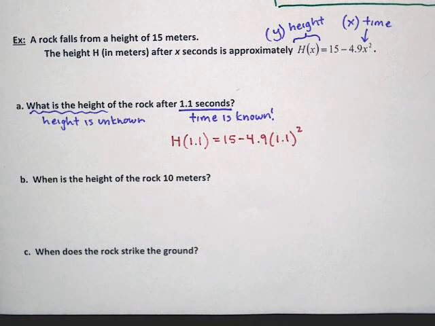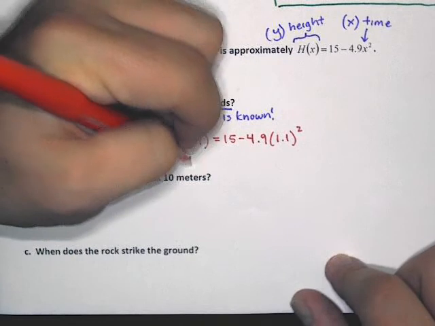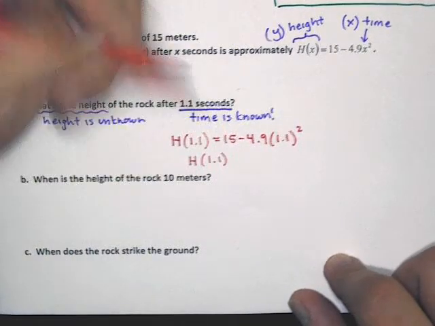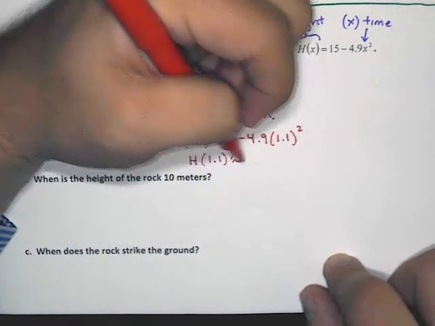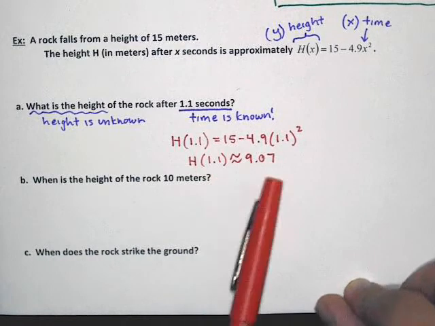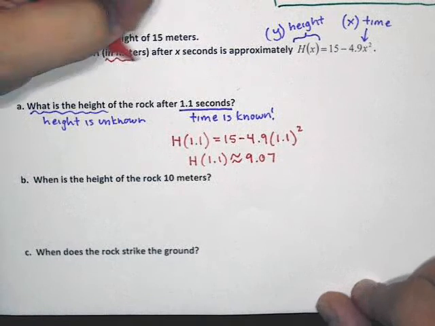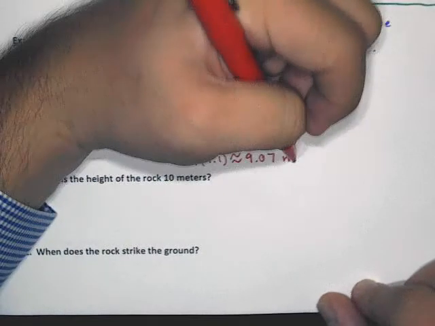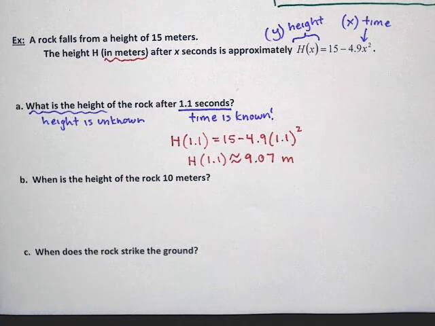And I got that the height at 1.1 seconds is approximately 9.07. And then just be careful. We see that height should be in meters, so m, or meters. Make sense? Not that bad.